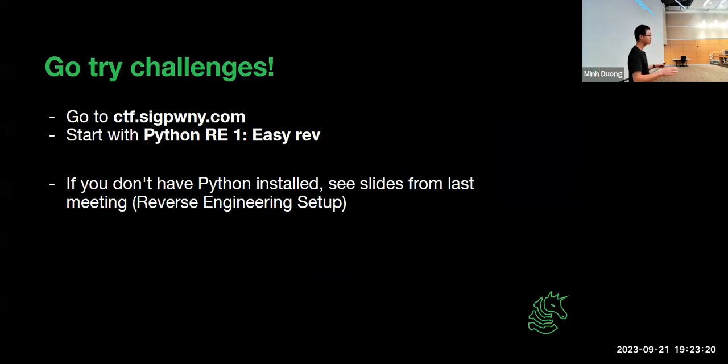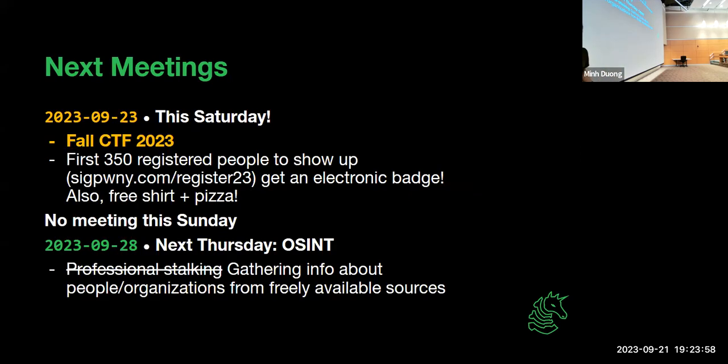All right, go try some challenges at ctf.sigpwny.com. I'd recommend starting off with Python RE1 and going through the Python RE series in numbered order. If you don't have Python installed, be sure to check out our slides from the Rev0 setup meeting that happened this Sunday. You can also raise a hand and one of the helpers will help you out. All the challenges today will be in Python, so you won't need anything else. Later on, we'll talk about more advanced techniques, like decompilation and GDB. So yeah, let's get hacking.